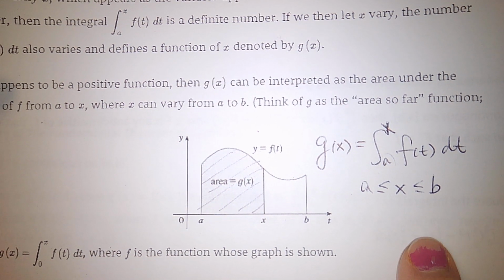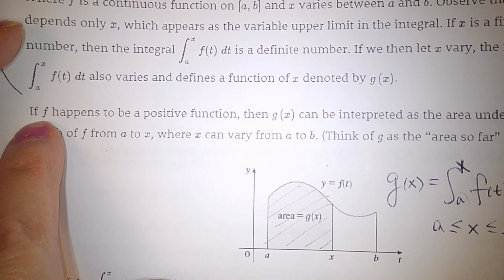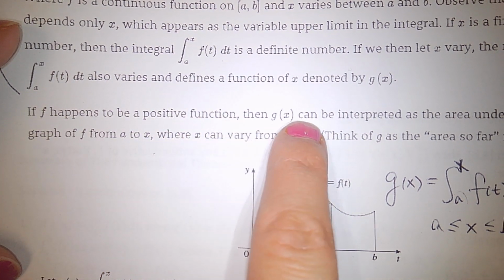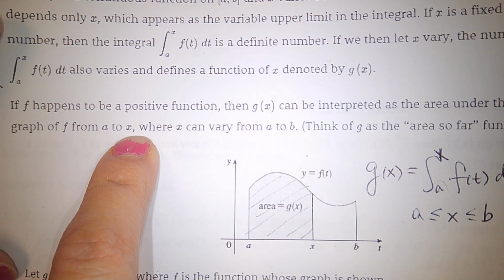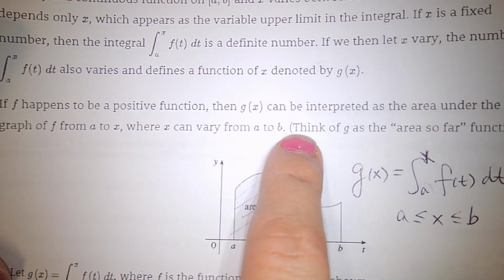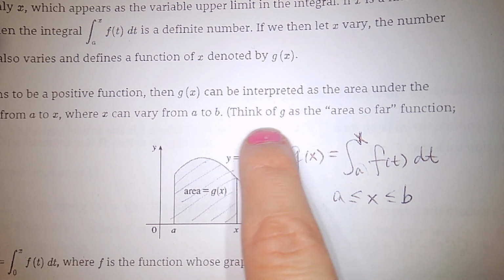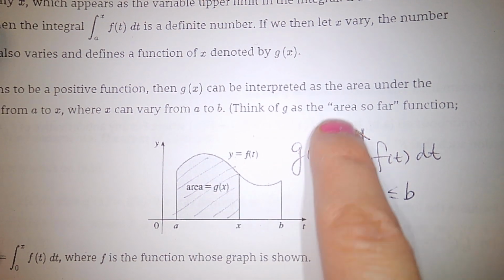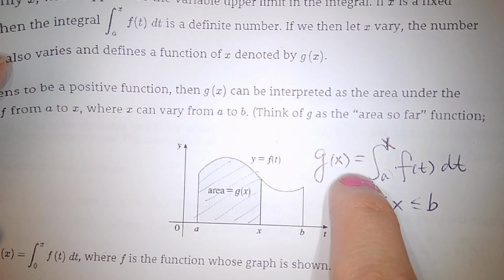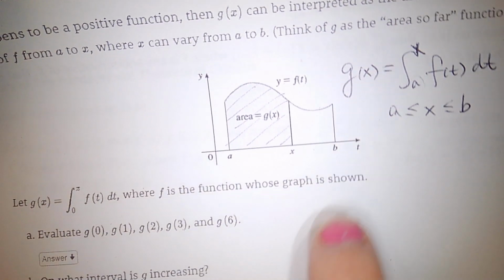Sounds good? Okay. If f happens to be a positive function, then g of x can be interpreted as the area under the graph of f from a to x, where x can vary from a to b. Think of g as an area-so-far function. So this is the meaning of g of x.